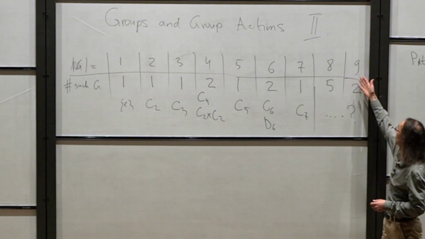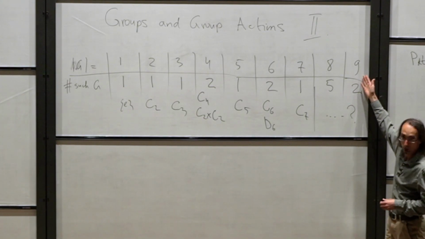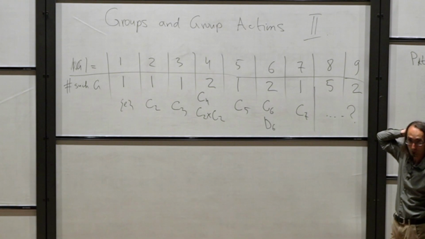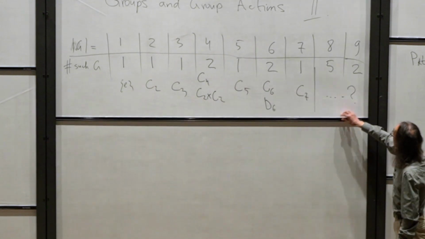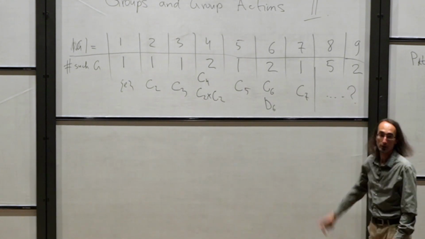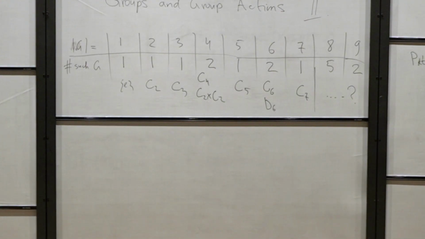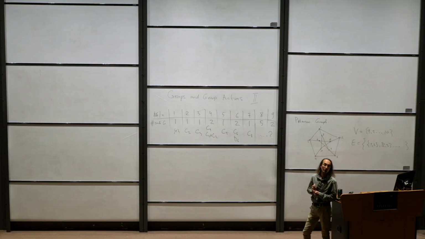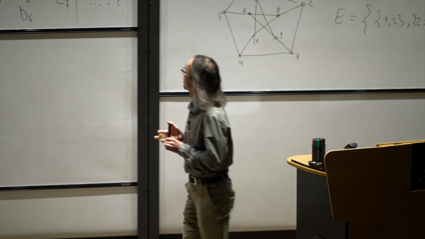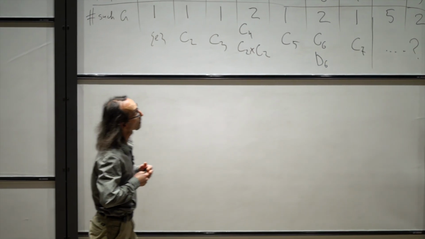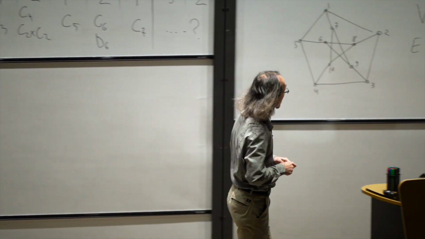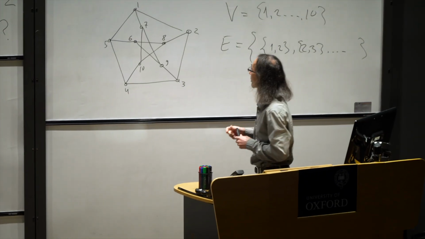And I indicated that for groups of size 8, there are 5 of them. The next thing we're going to do later in this course is find how many groups there are of size 9. It turned out there are just 2 of them. But to do that, we need more tools. Lagrange's theorem alone is not enough to study this. And this is what the second part of the course will be about, to build more tools to study groups.